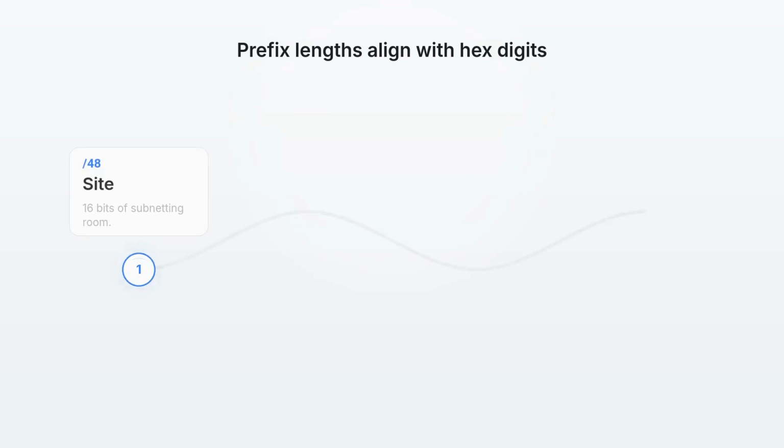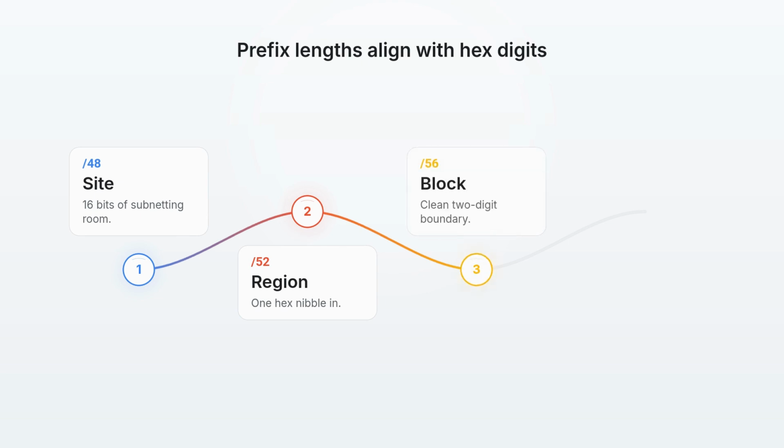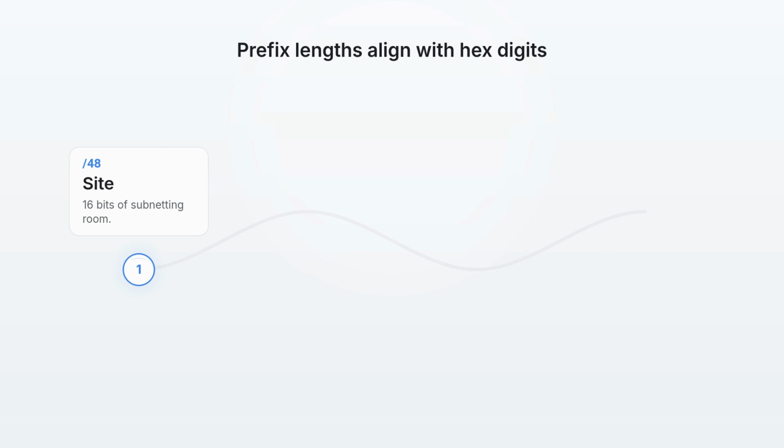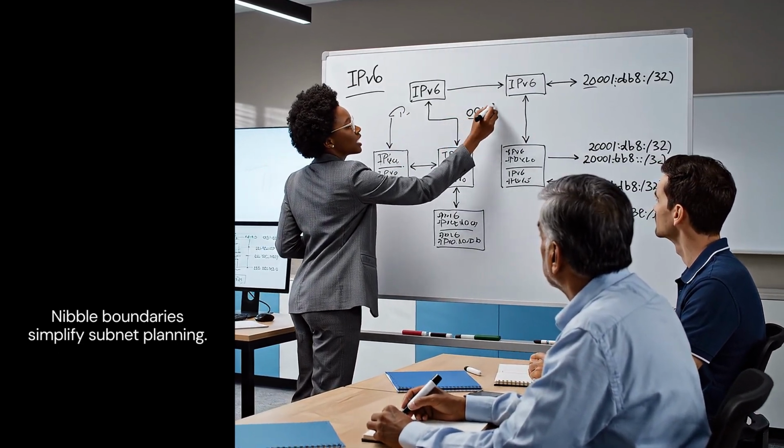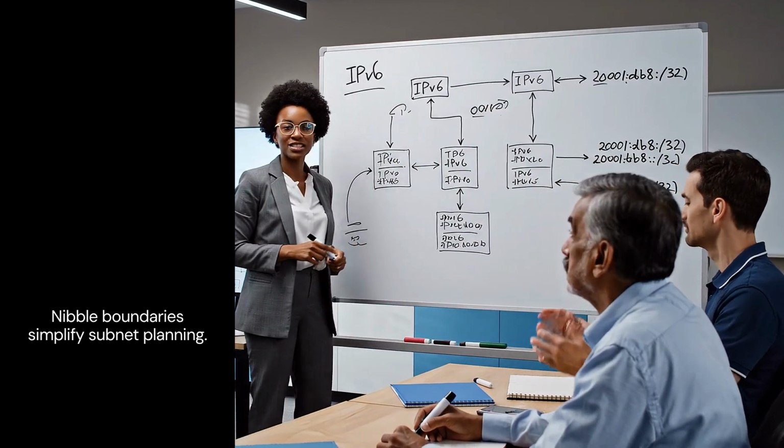You'll also hear about nibble boundaries. A nibble is 4 bits, which matches 1 hex character. That is why prefix lengths like /48, /52, /56, and /64 are easier to work with. They line up neatly with hex digits. When a prefix cuts cleanly at a nibble boundary, reading and allocating subnets becomes much less error-prone. So for CCNA subnetting questions, think in terms of structured prefix blocks and readable boundaries, not tiny host math.